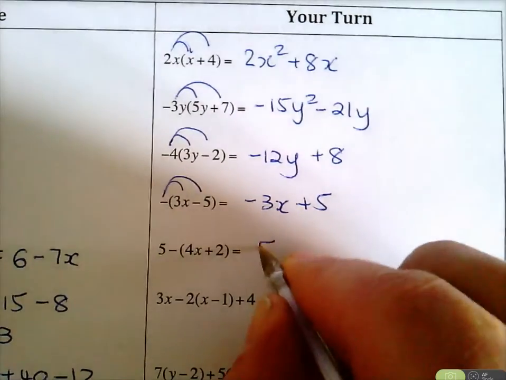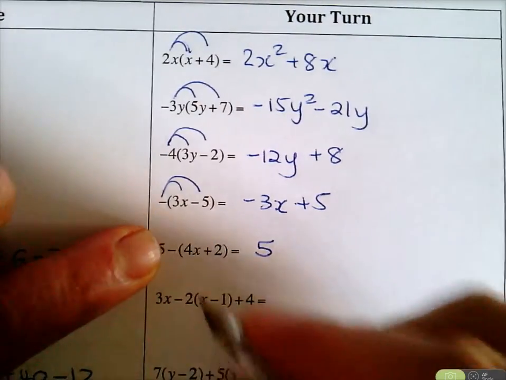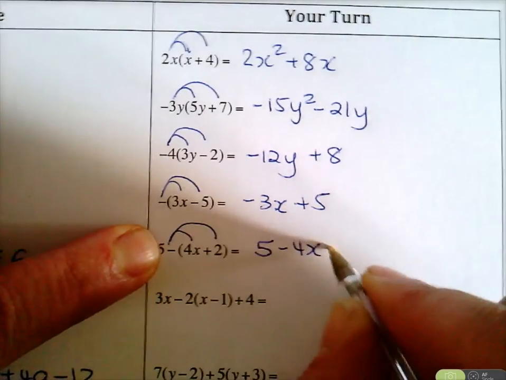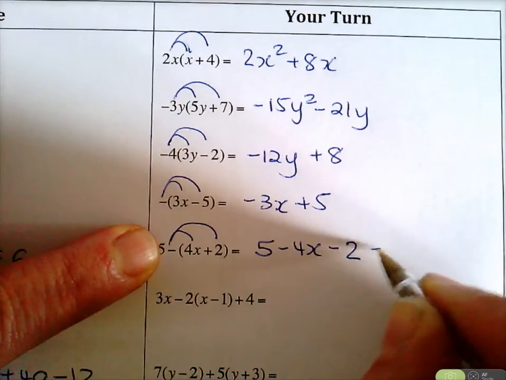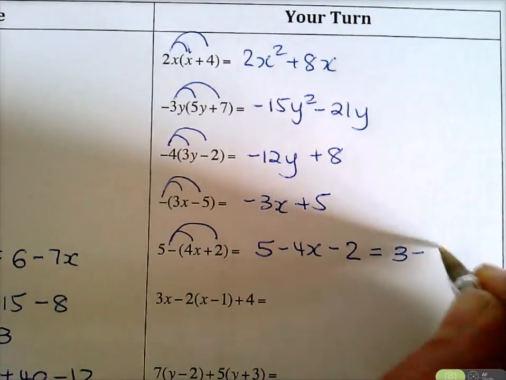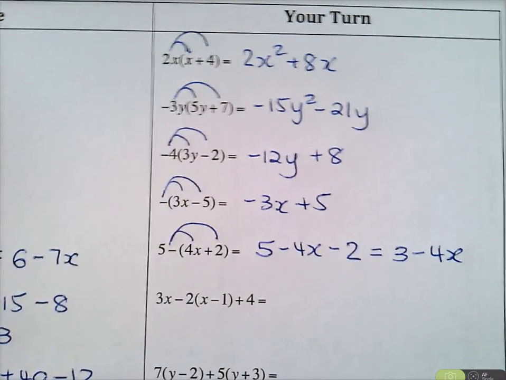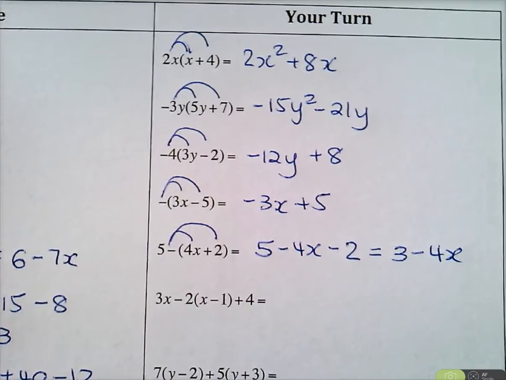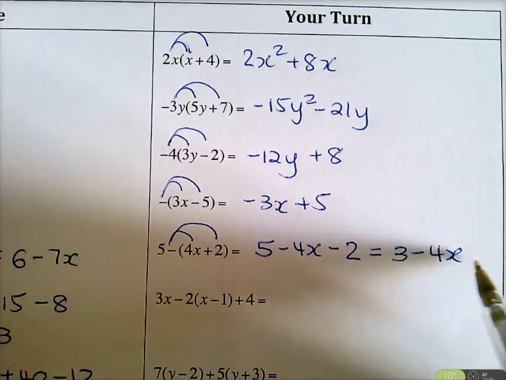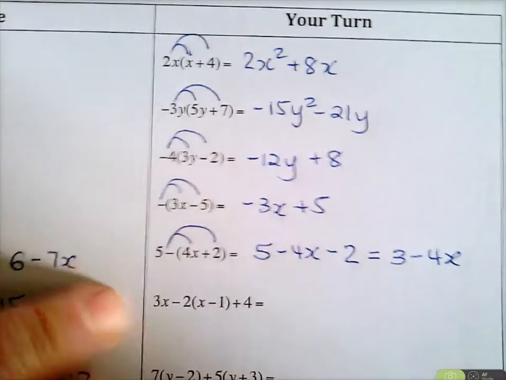The next one, the 5 has got nothing to do with those brackets. 5, cover it up, minus 4x and then minus plus 2 is minus 2. So we end up with 5 minus 2 is 3, take away 4x. Or you could write it as minus negative 4x plus 3. Minus 3, plus 3. You could also write it as negative 4x plus 3. Anyone do that? Okay, the next one.